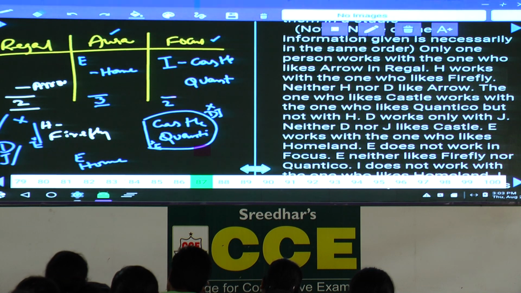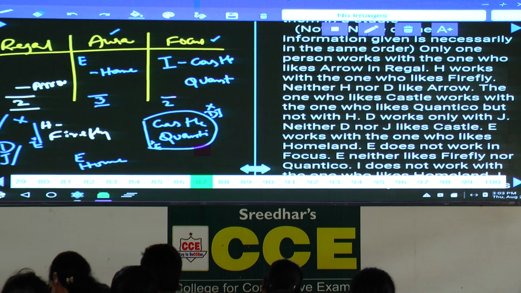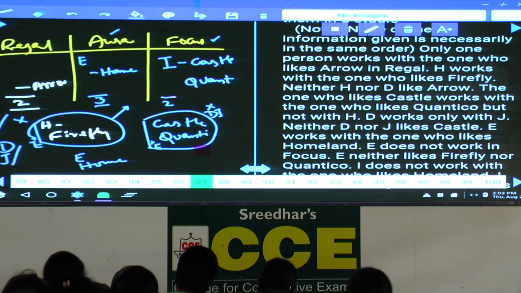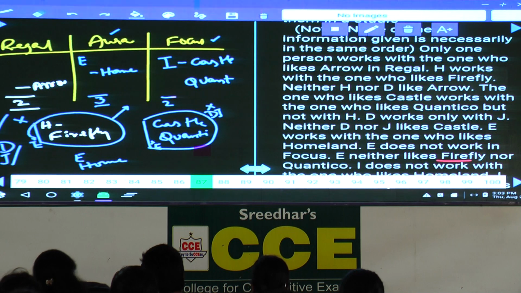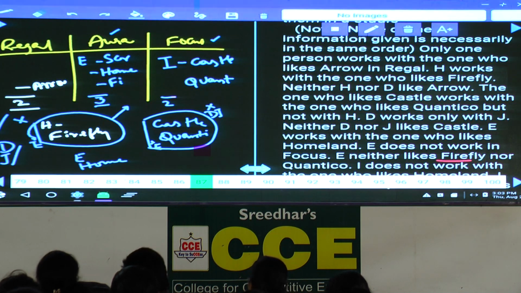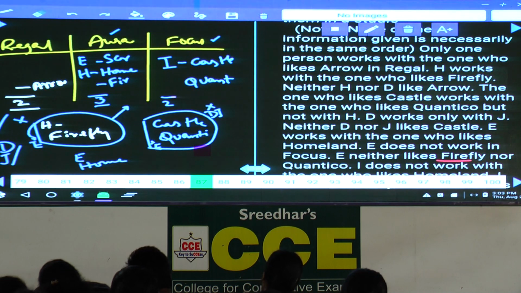Tell me, where should this H be? H works with the one who likes Firefly. Hence Firefly and H must be in this one. E does not work in Focus, and E neither likes Firefly. As E does not like Firefly, E must be Scrubs. If E is Scrubs and this is Firefly, then H with Firefly must be Homeland.